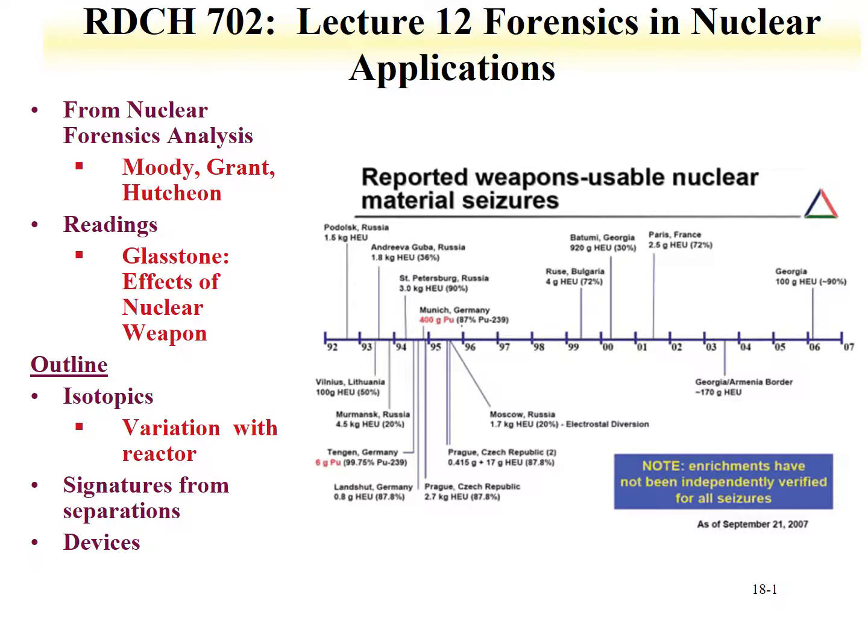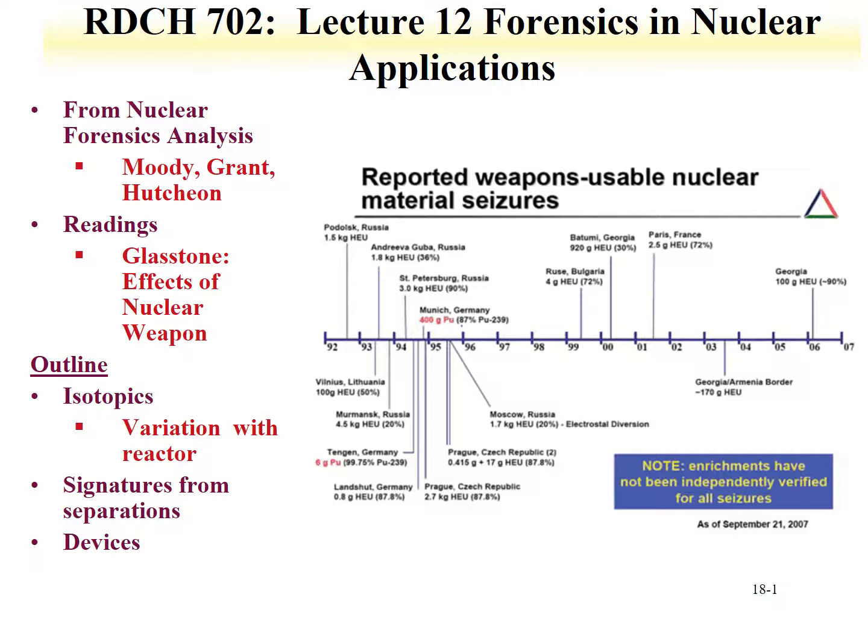Signatures are those properties that indicate something about the material. It can talk about the source of the material, the origin, what type of reactor it came from, when it was produced, possibly even who produced it. You can get information about when it was separated, where it was separated, and time.